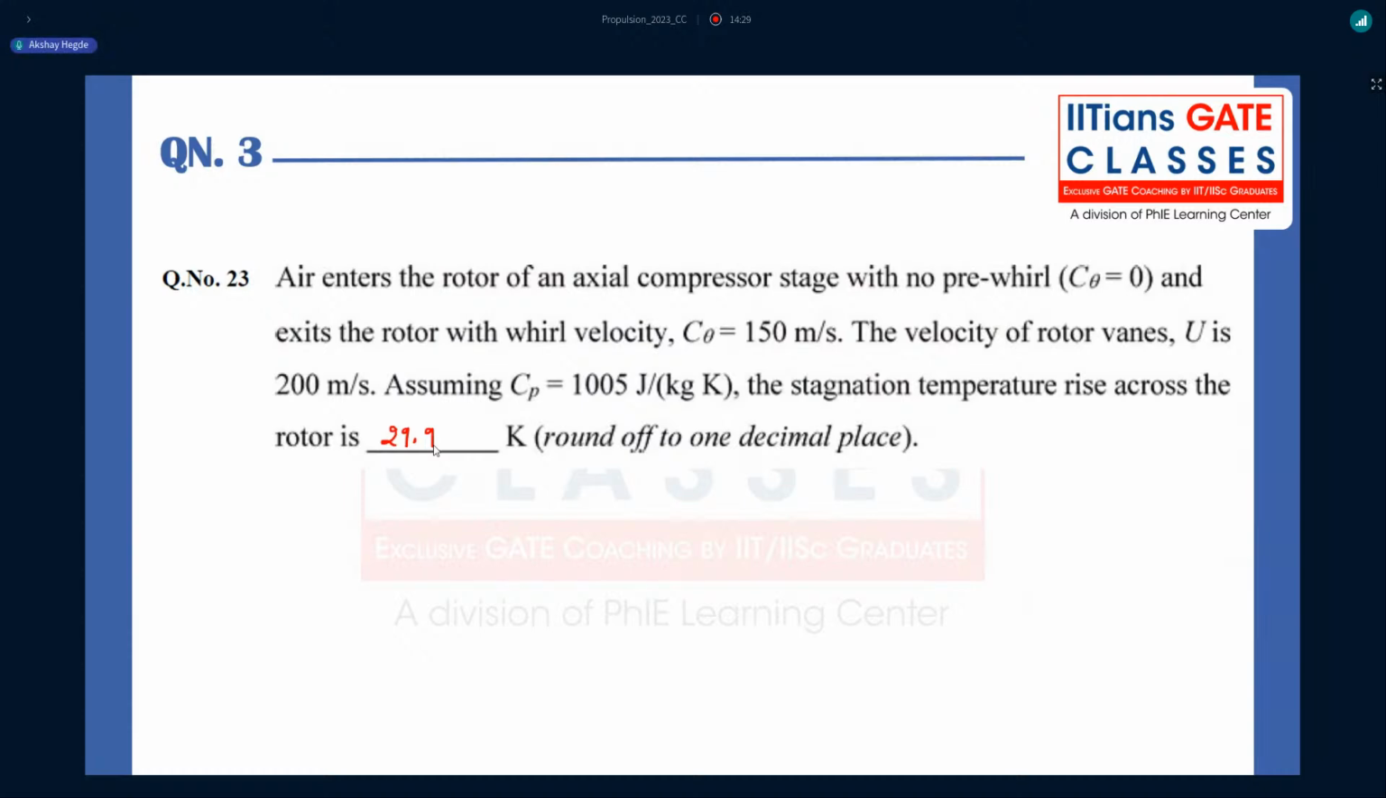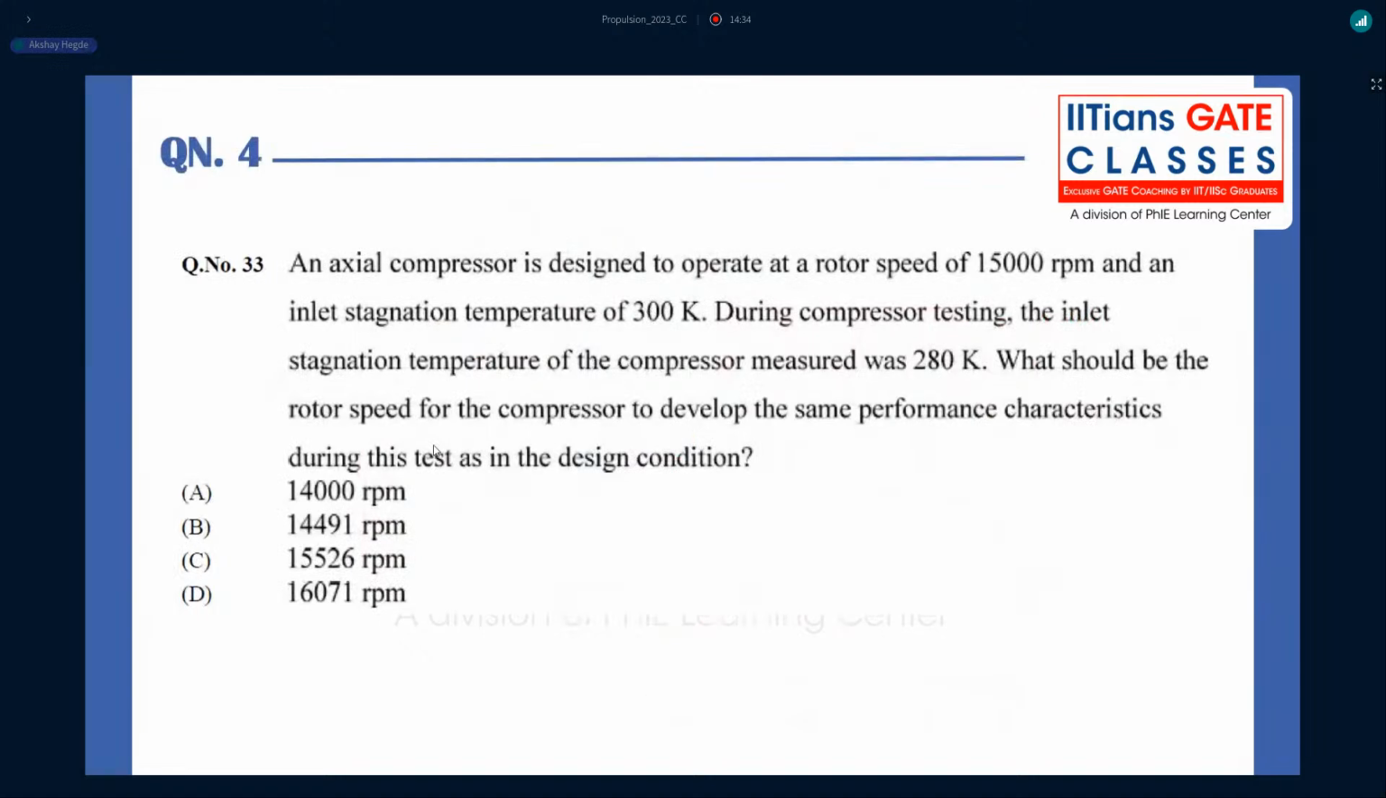Yes. So now we will move on to the next question. Okay. Again related to axial compressor. An axial compressor is designed to operate at a rotor speed of 15,000 rpm and an inlet stagnation temperature of 300 Kelvin. During compressor testing, the inlet stagnation temperature of the compressor measured was 280 Kelvin. What should be the rotor speed for the compressor to develop the same performance characteristics during this test as in the design condition? Very interesting question.